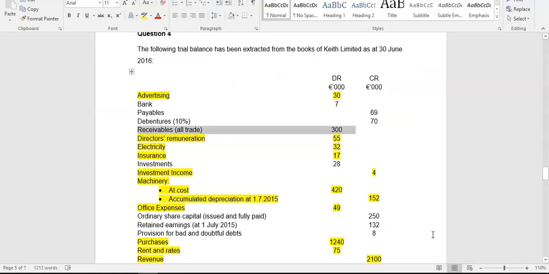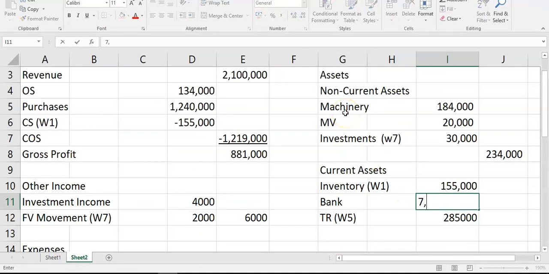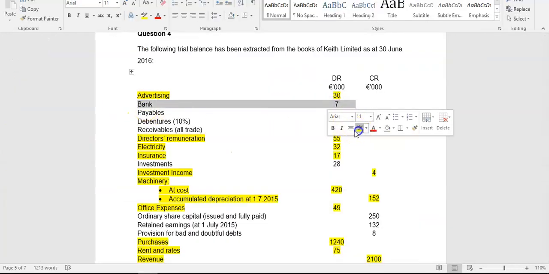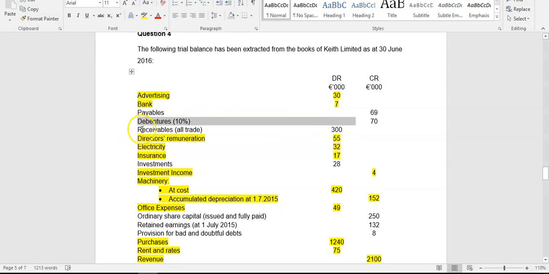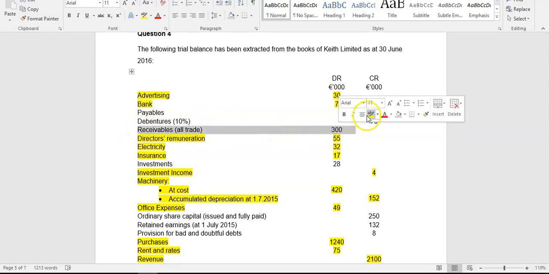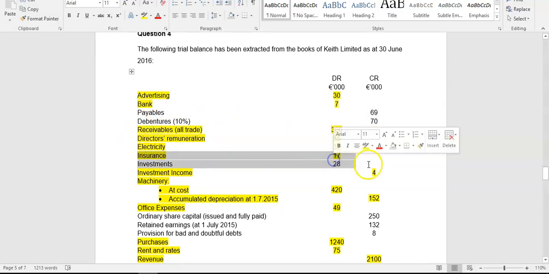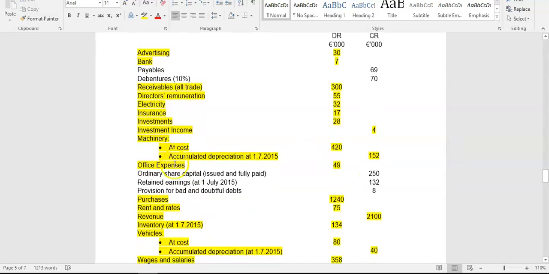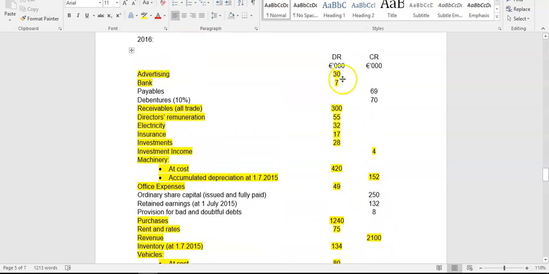The bank is given directly in the question. It's a debit balance. That means it's an asset. If that bank was a credit balance, that would mean it is an overdraft and it would be a current liability. So we've dealt with receivables as well, and we tick it off, and we've dealt with investments. So slowly but surely making progress as you go through. No other assets there that are current assets.